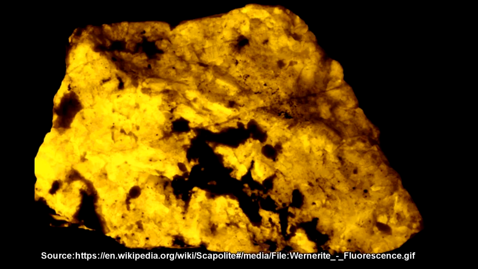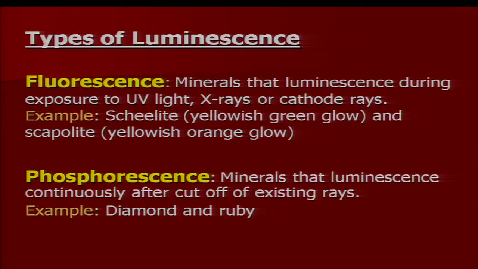First I will discuss about fluorescence. What is fluorescence? Mineral that luminescence during exposure to UV light, X-rays or cathode rays. Example is scheelite and scapolite. These are the two minerals. Scheelite shows yellowish green glow, whereas scapolite shows yellowish orange glow. You can see there is a difference in the color of the glows. One is yellow, the other yellowish green, the other one is yellowish orange in color.